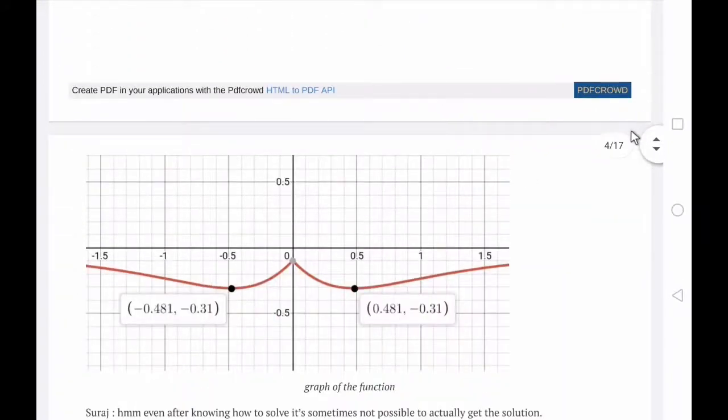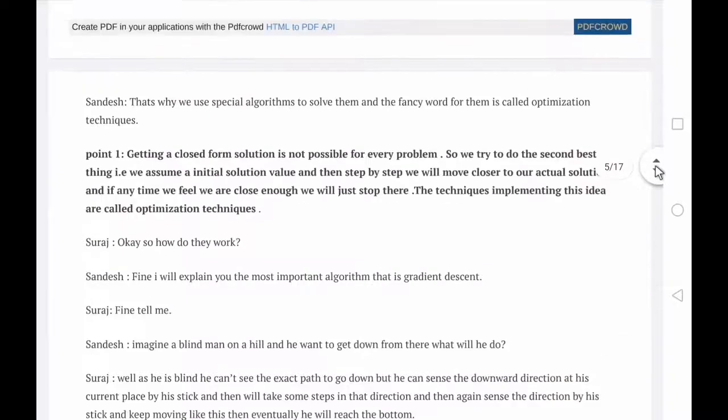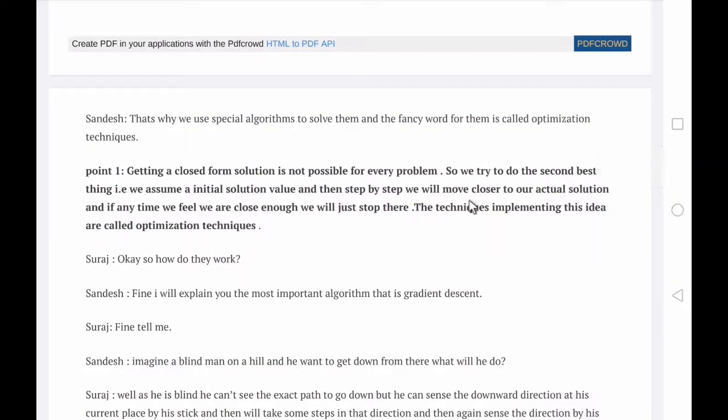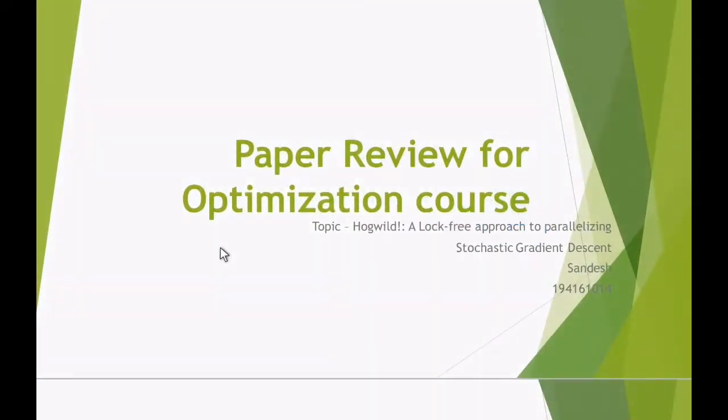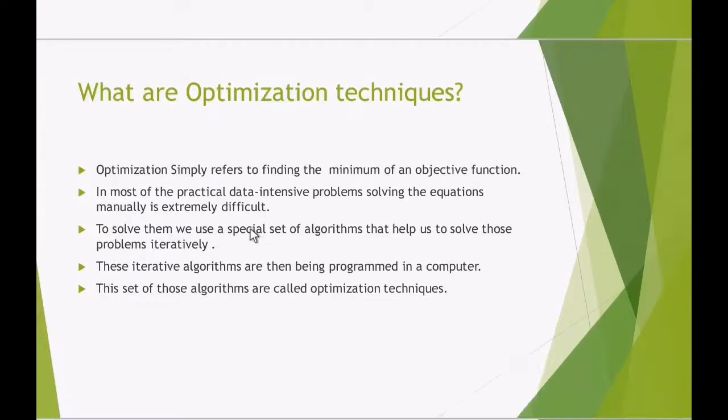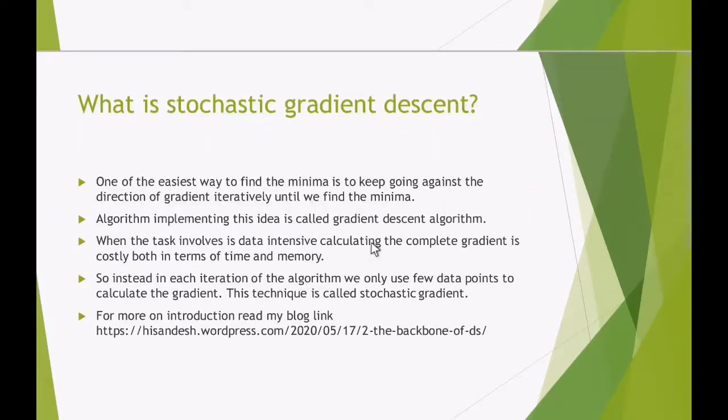So what are optimization techniques? They propose a way to iteratively solve these problems. In these, we first assume an initial solution, and then step by step we move closer to our actual solution. And if at any time we feel we are close enough, we just stop there. The techniques implementing this idea are called optimization techniques. So optimization techniques, as they are iterative, can easily be programmed into computers.